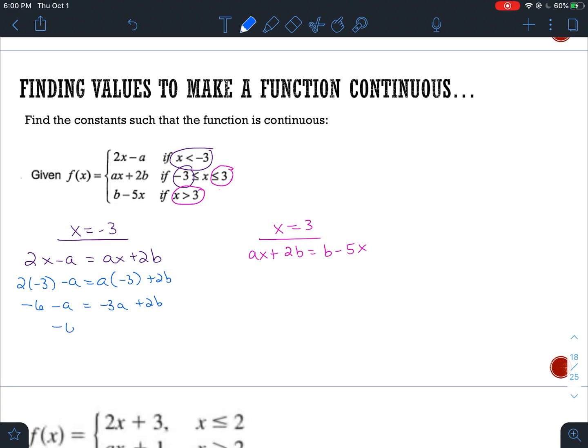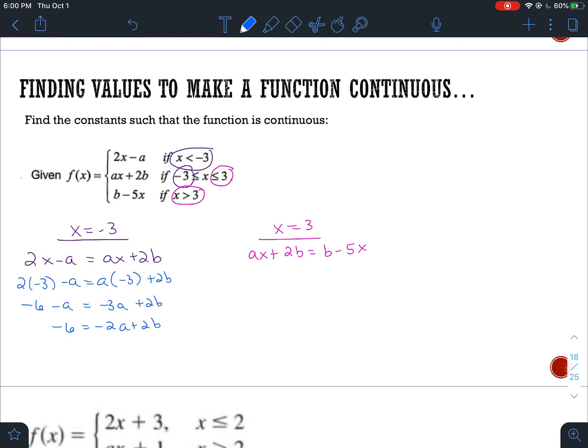I'm going to get all my a's and b's on the same side. So -6 is going to equal -2a plus 2b. Well, I have two variables left, so I can't solve that yet. So now I'm going to solve the other equation the same way.